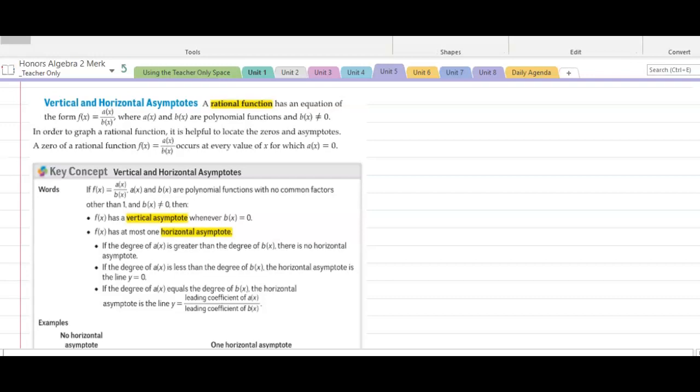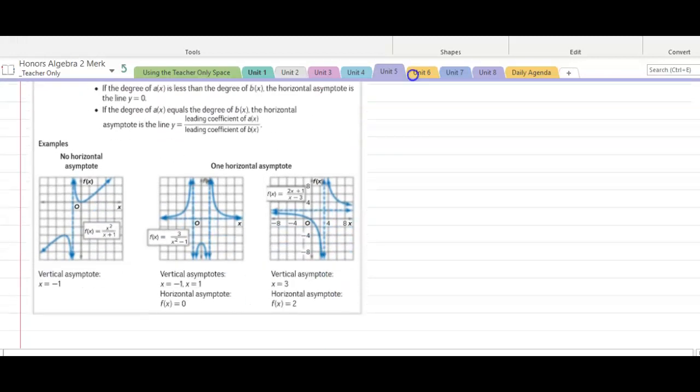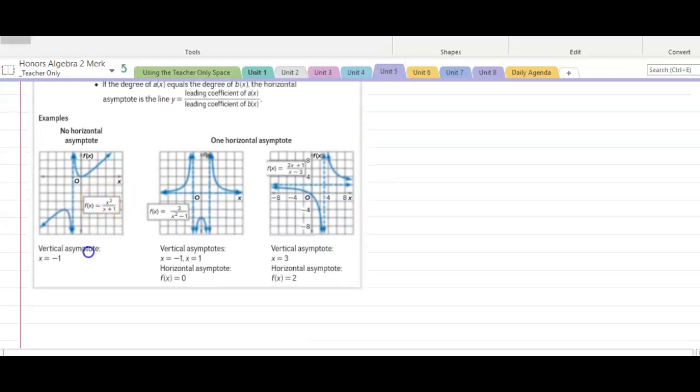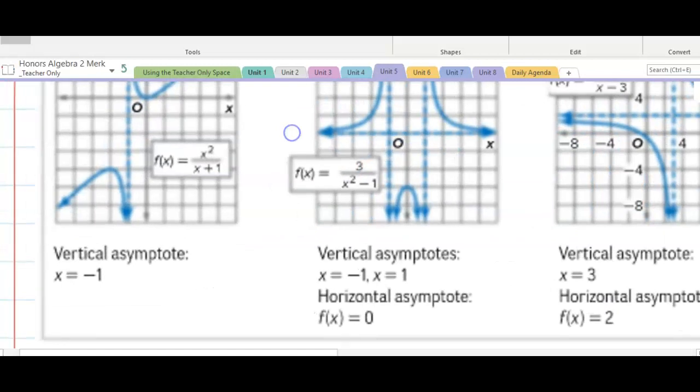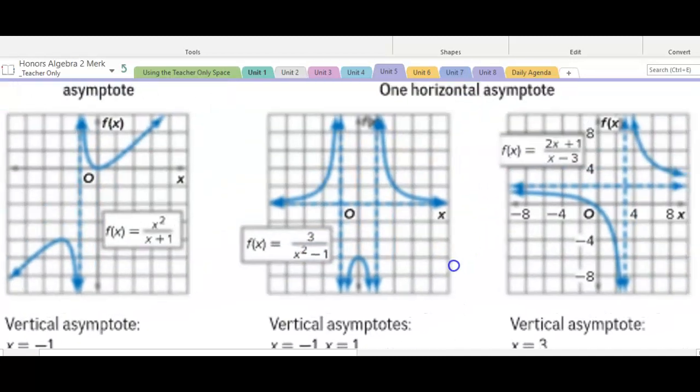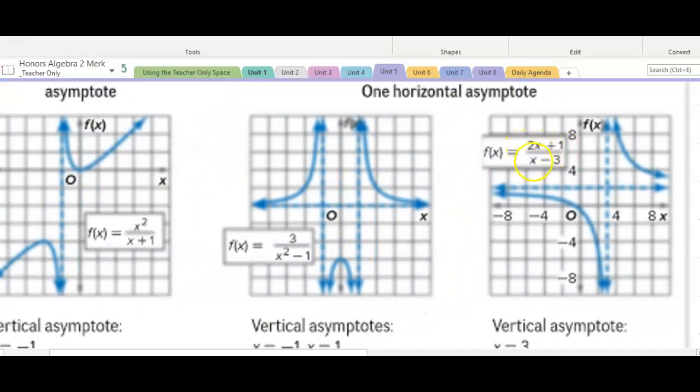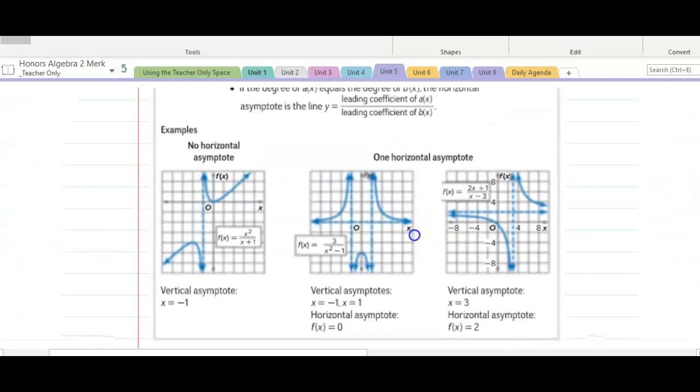Okay, we are now ready to look at graphing rational functions, the last thing we're going to do as part of step 18. Rational functions just have polynomial functions for the numerator and the denominator. Kind of like these examples. Make it a little bigger. X squared over x plus 1, or 3 over x squared minus 1. And third example, 2x plus 1 over x minus 3. These are all rational functions.